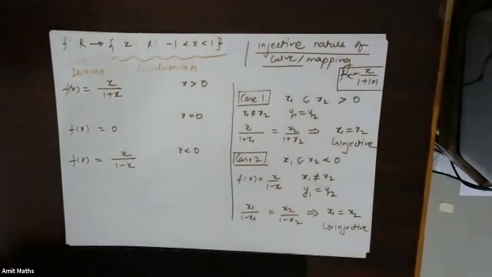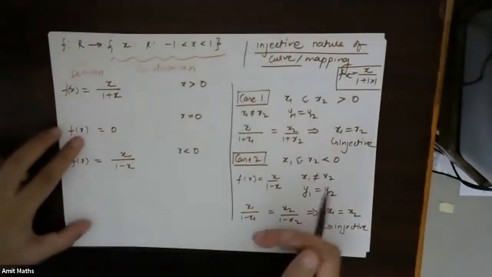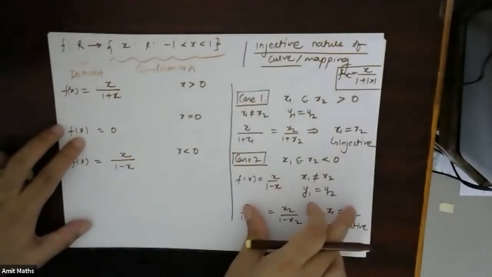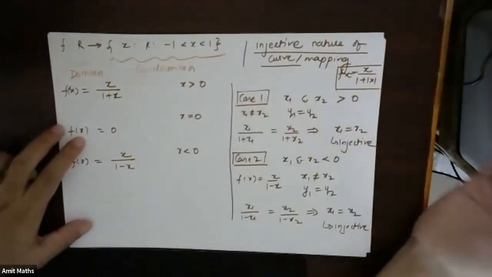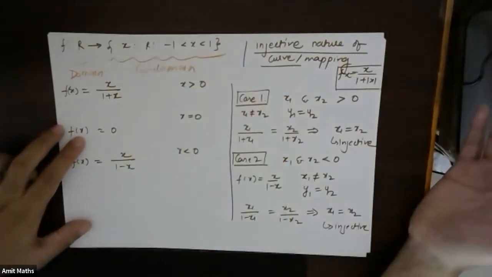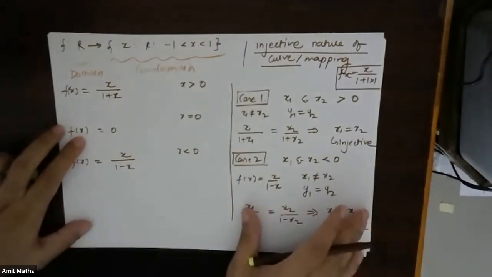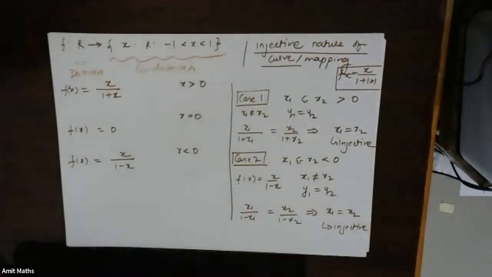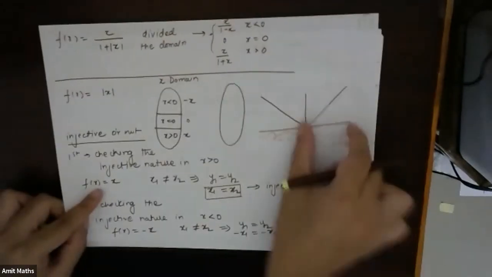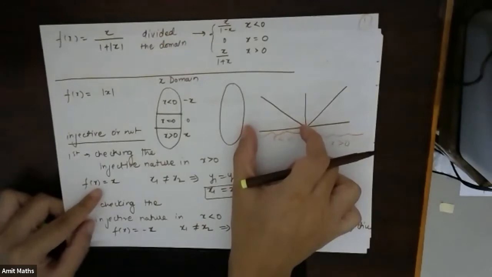Okay, till here I hope everything is okay. What do these two cases mean? This case means on the right side, for x greater than 0, the function is injective. On the left side, that is x less than 0, the function is injective. Okay, similar to the previous case. On the right side, the function is injective. On the left side, the function is injective.